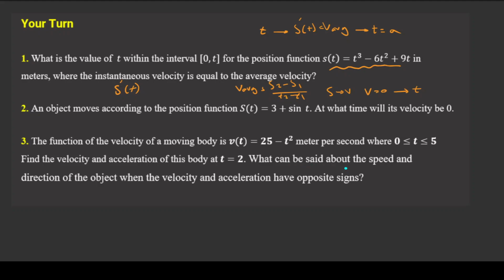What can be said about the speed and direction of the object when the velocity and acceleration have opposite sign? Try to understand and solve this one. The most important part of this example 3 is this: velocity and acceleration have opposite sign. If the velocity is positive and acceleration is negative, what does it mean? When the velocity is negative and acceleration is positive, what does it mean? Try to do this, and that's it.